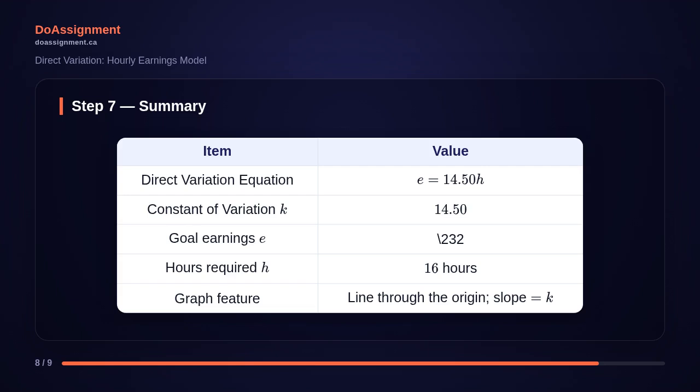To summarize, the direct variation equation is E equals 14.50 times H. The constant of variation is 14.50. Setting E equal to 232 and dividing both sides by 14.50 gives H equals 16 hours. The graph is a straight line through the origin whose slope equals the unit rate.